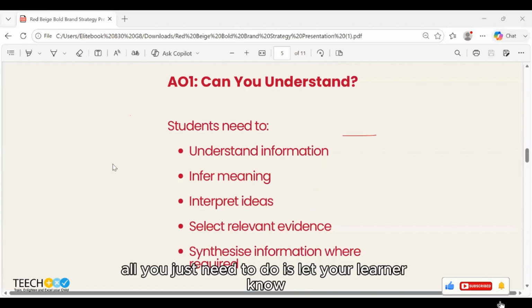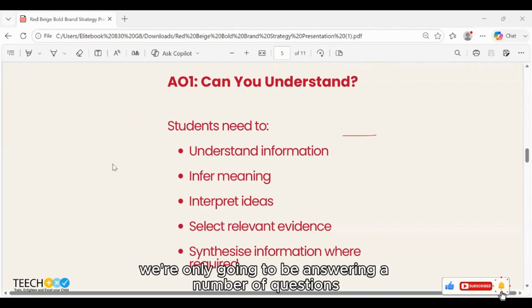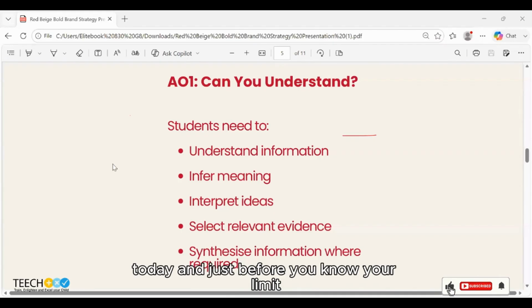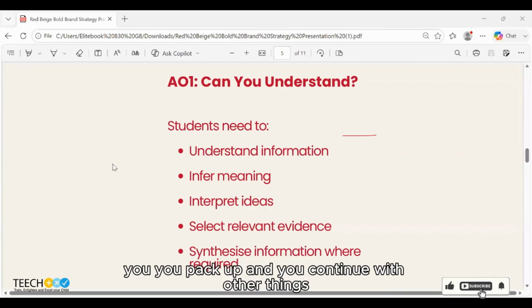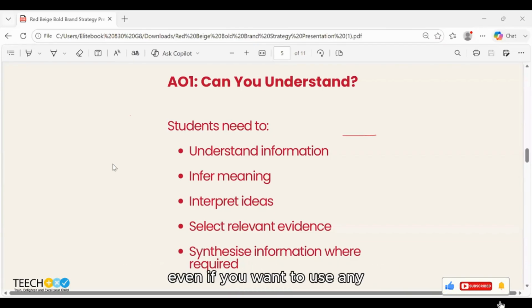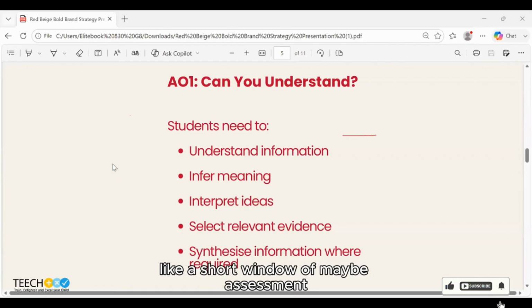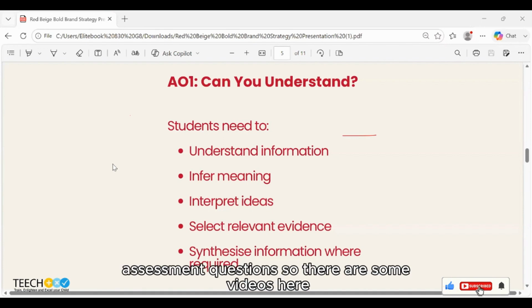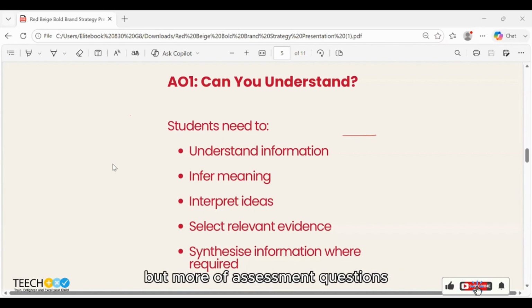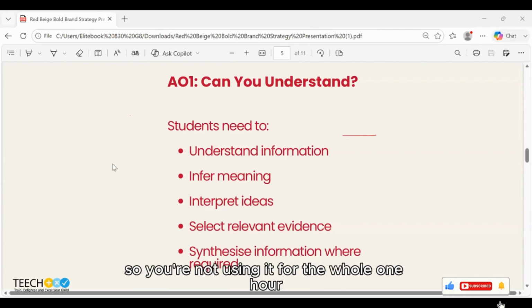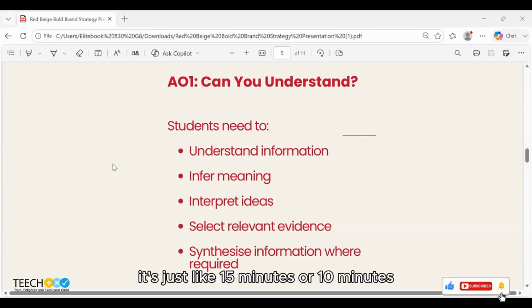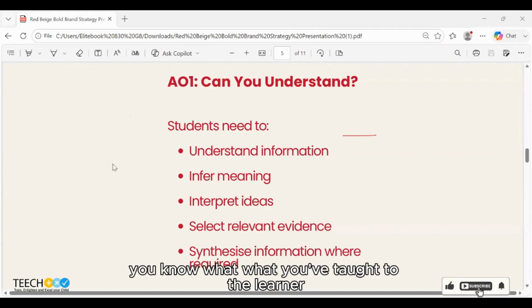All you need to do is let your learner know we're only going to be answering a number of questions today, and just before your limit, you pack up and you continue with other things. Because I believe whatever site you want to use, you're not using it for the whole 1 hour of your class. You're just using it for maybe a short window of assessment or to check that the child has understood. It's more of assessment questions, so it's just 10 or 15 minutes in between your lesson that you are using to assess what you've taught the learner.